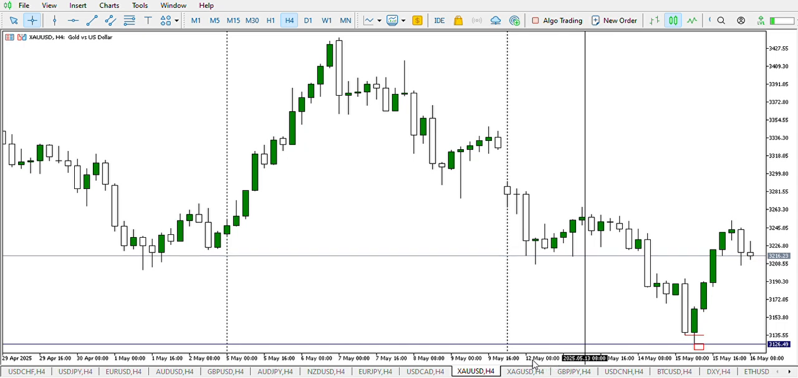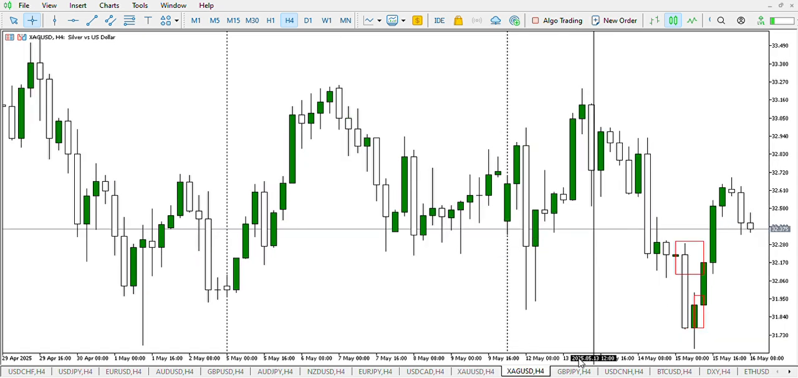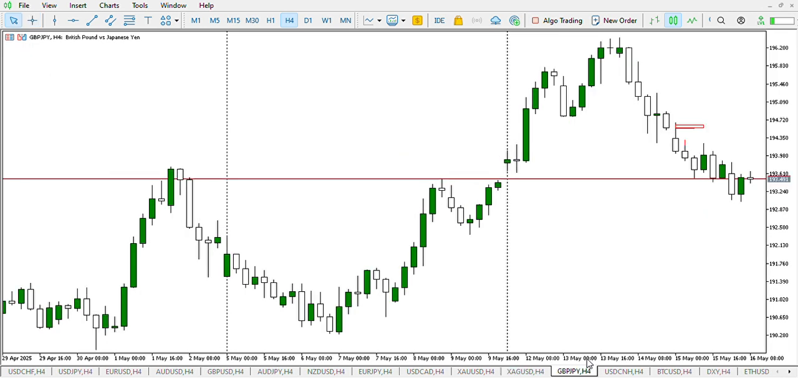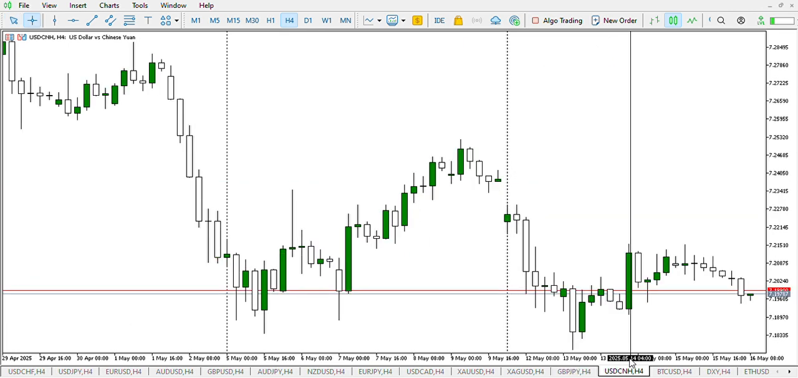On silver, we expect the high of the day to be broken as we have a weak resistance there. On GJ, we expect this candle to close as a bullish candle, break the high and break the high of the day. On USD, we expect the low of the day to be raided and the high of the day to later be broken by a bullish candle, not more than one or two.